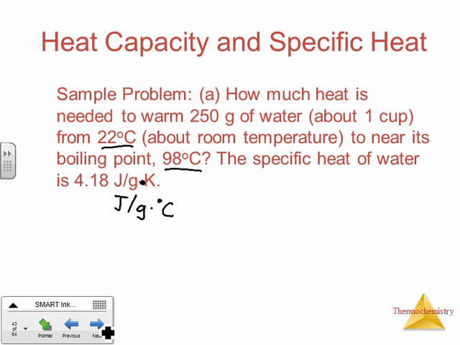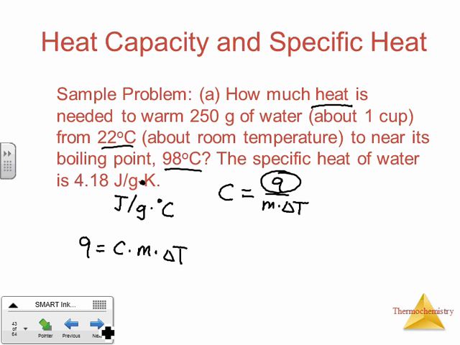So we've got our equation here, C equals Q over M times delta T. But what they're asking us for here is how much heat, and that's Q. So if we rearrange this equation, we get Q equals C times M times delta T. And then we just have to plug everything in here.